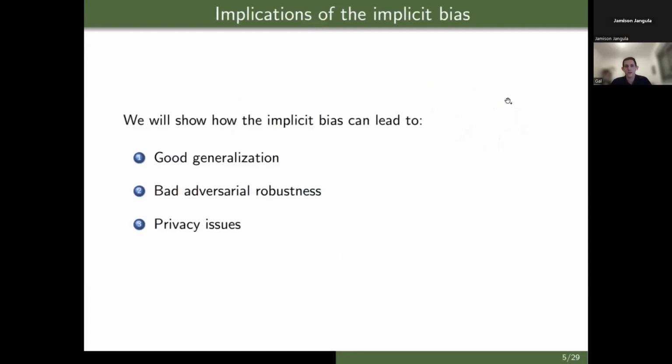Now, in this part, I will focus on three main implications of the implicit bias. First, I will show that the implicit bias can lead to good generalization, which matches the empirical observation that I just mentioned. But then I will also show that the implicit bias has some negative implications on adversarial robustness and on privacy.